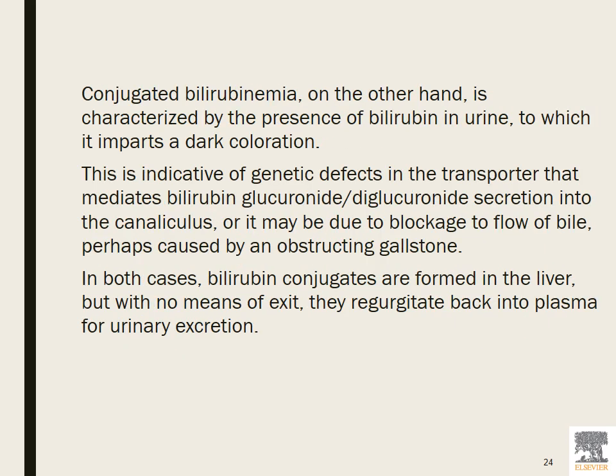Conjugated bilirubinemia, on the other hand, is characterized by the presence of bilirubin in urine, to which it imparts a dark coloration. This is indicative of genetic defects in the transporter that mediates bilirubin diglucuronide secretion into the canaliculus, or it may be due to blockage to flow of bile, perhaps caused by an obstructing gallstone. In both cases, bilirubin conjugates are formed in the liver but with no means of exit. They regurgitate back into plasma for urinary secretion.